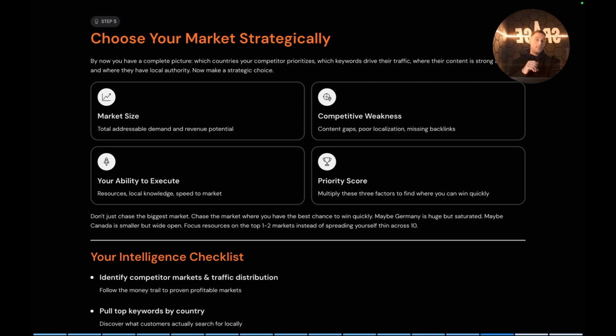So if you look at what is the checklist I really need to check off, then it's 1, identify competitor markets and traffic distribution. 2, pull top keywords per country because those local terms actually matter a lot. 3, audit content depth and localization quality. 4, check the backlink profile of your competitors for local authority gaps. And then 5, choose your market based on opportunity and not just on size.